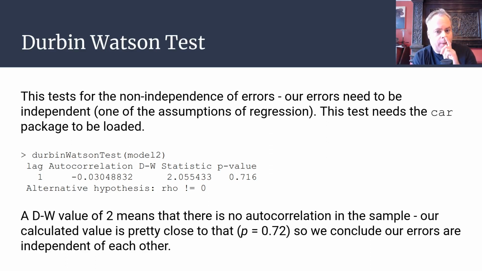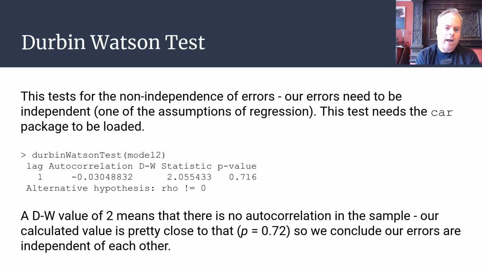Now, one other assumption we need to think about is that of non-independence of errors. In other words, our errors need to be independent of each other. This is just one of the other assumptions of regression. And we can test that explicitly using the Durbin-Watson test approach, which is a function in the car package.